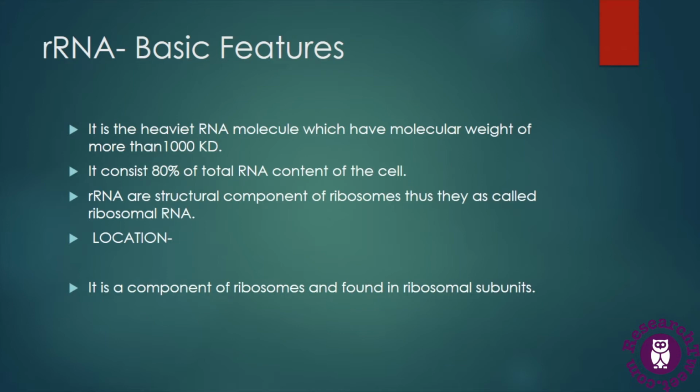It has a molecular weight of more than 1000 kilodalton and it is 80% of the total RNA content in the cell. As the name indicates, it is found in the ribosome and is considered a structural component of the ribosome. So let's understand the structure of the ribosome. We all know that it is also called the protein factory of the cell and it is found in both prokaryotic and eukaryotic cells. Unlike other cellular organelles, ribosomes do not contain any membrane. Now the interesting fact is that this organelle is made up of ribosomal RNA and proteins only.